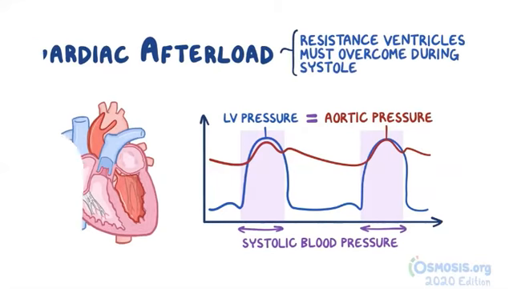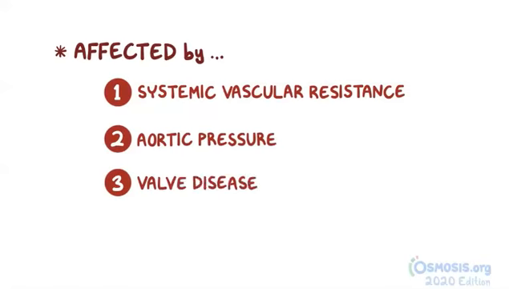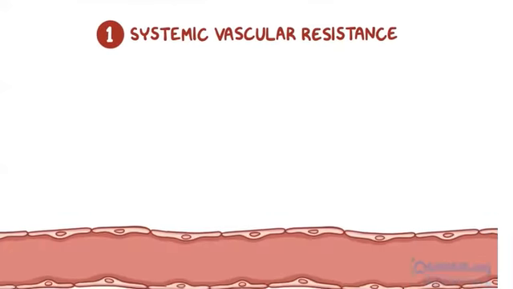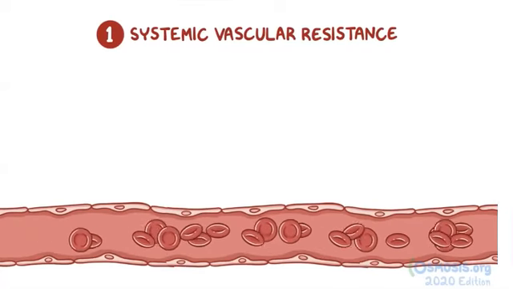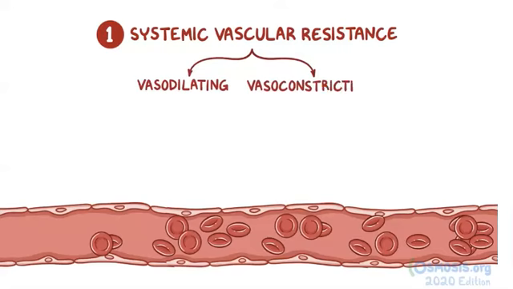So left ventricular afterload is affected by systemic vascular resistance, as well as aortic pressure and valve diseases. Systemic vascular resistance is the resistance of systemic blood vessels to blood flow. In other words, how readily blood vessels allow blood to flow through them. Now, systemic vascular resistance is mainly affected by changes in the vessel lumen, which is determined by vasodilating and vasoconstricting factors.